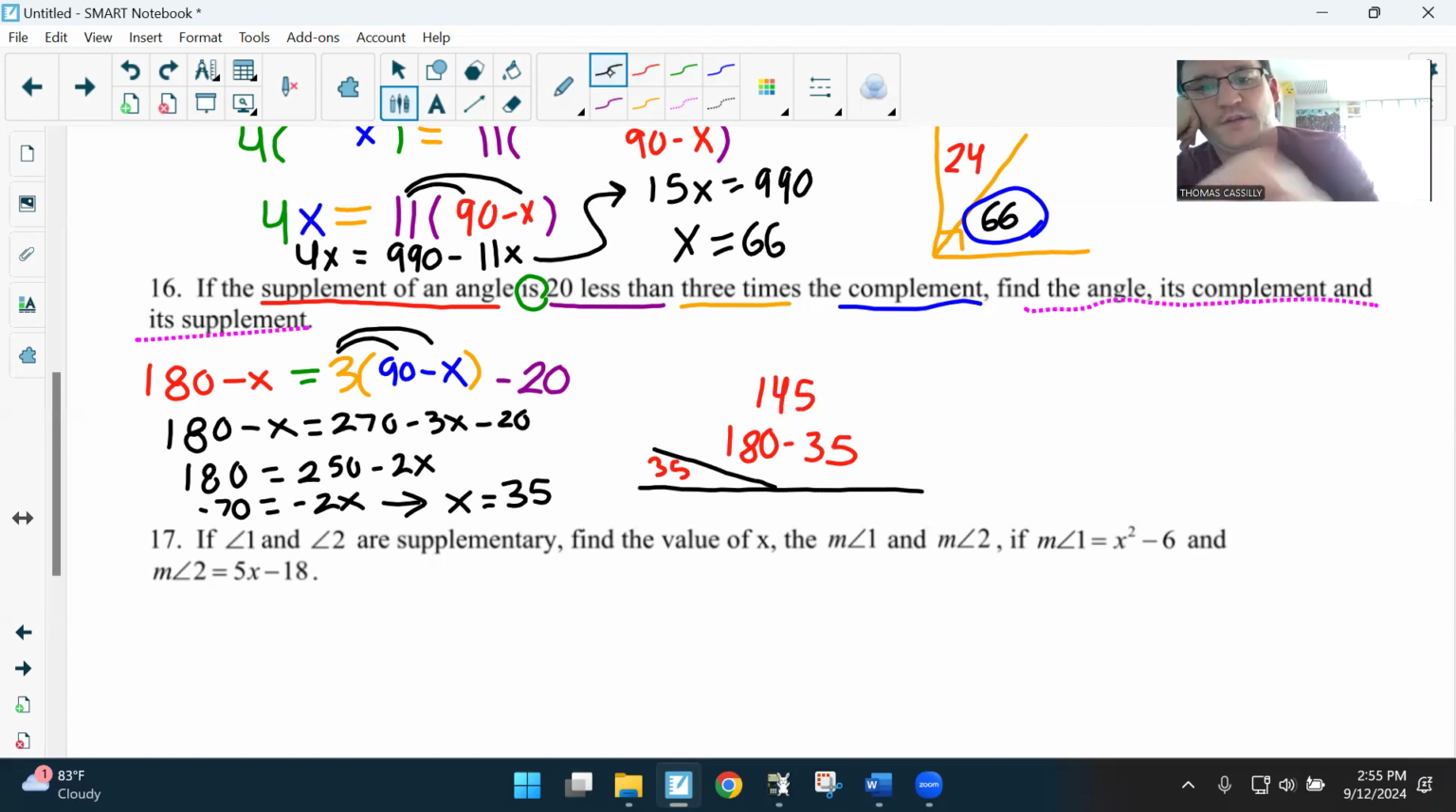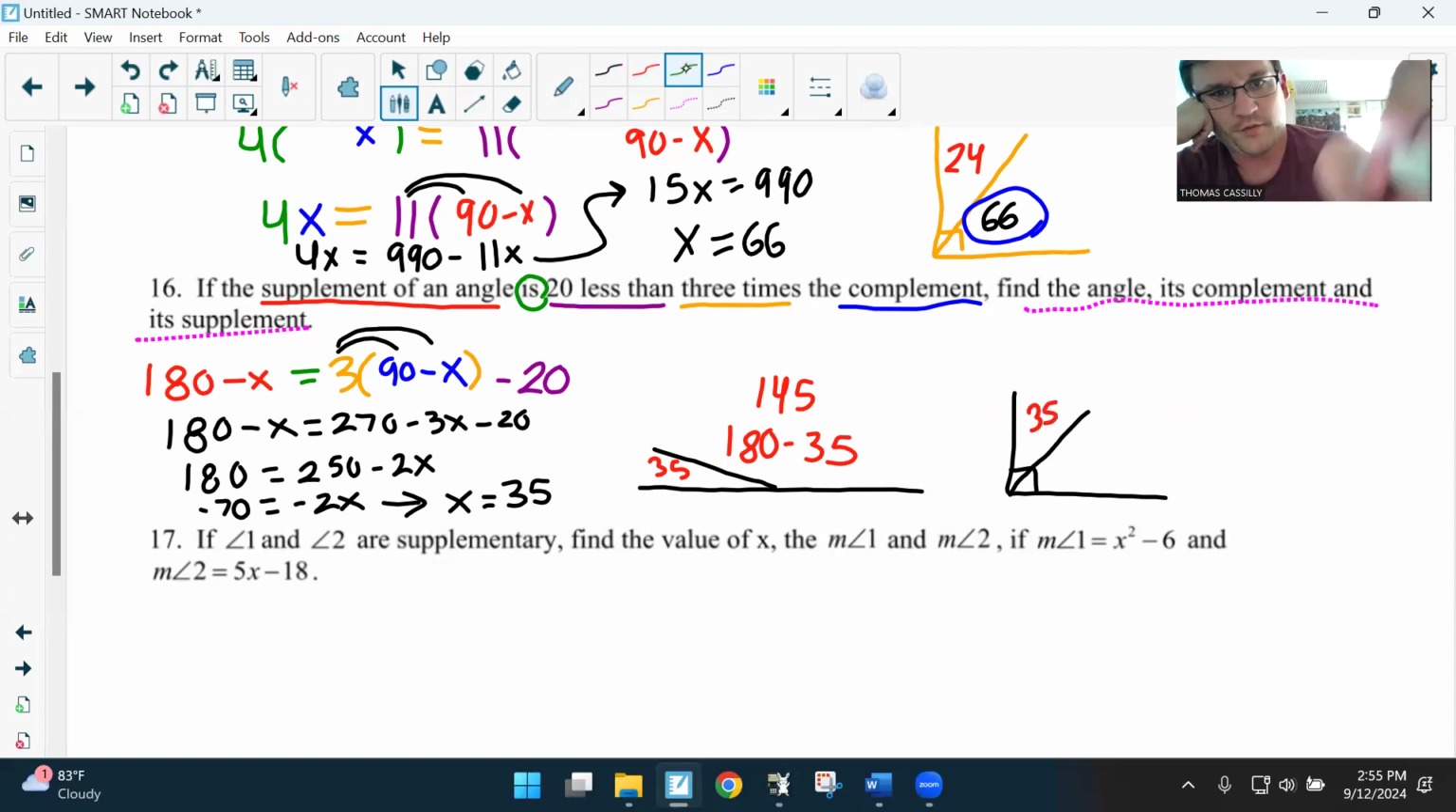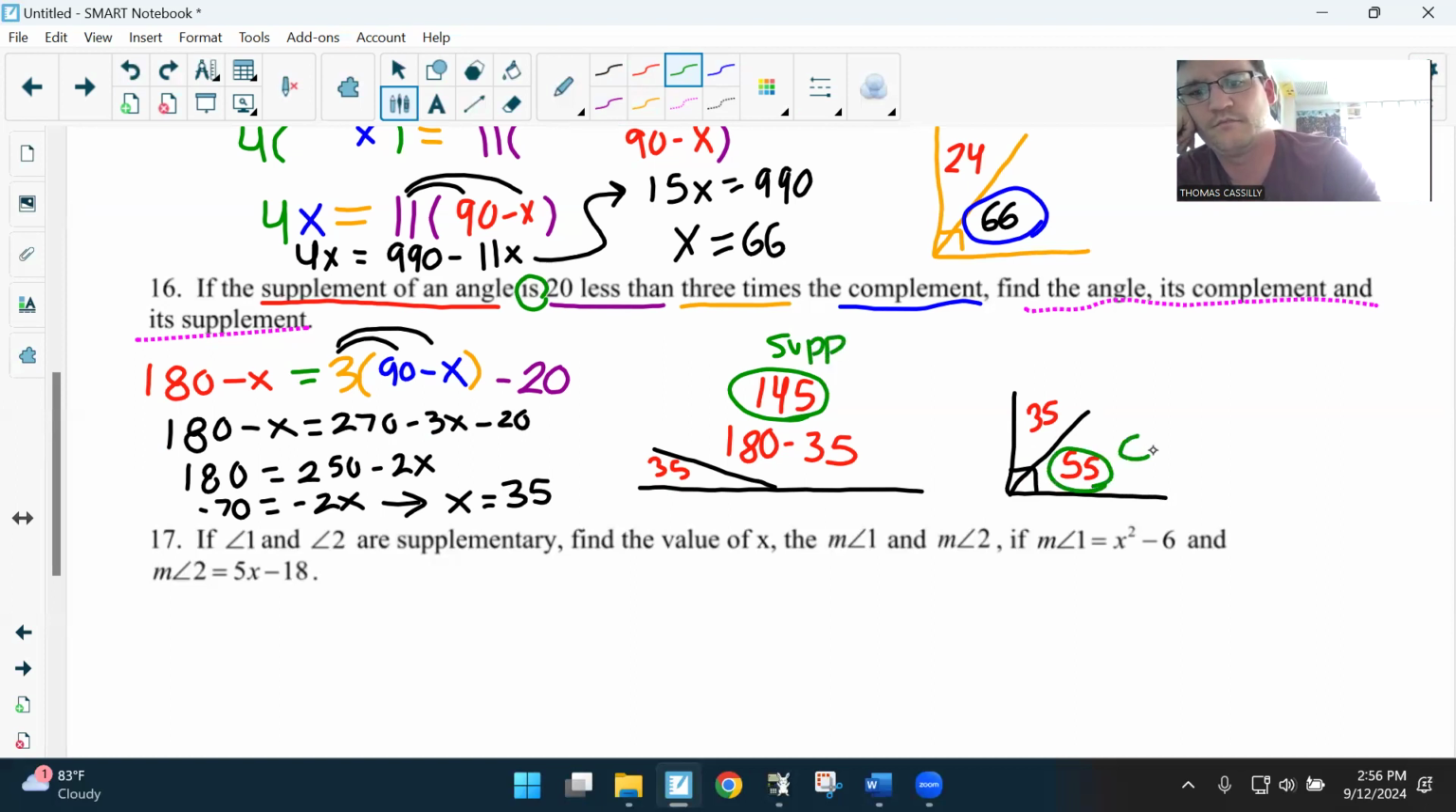All right, the complement. If we have our 35-degree angle, the complement has to get us to 90. So what is that going to be? 90 minus 35 is 55, I believe. So here is the supplement. Here is the complement. And here is just the angle that we started with. All right, so there we go.